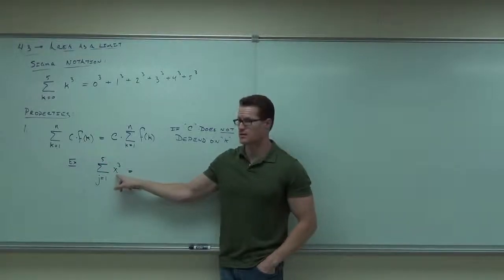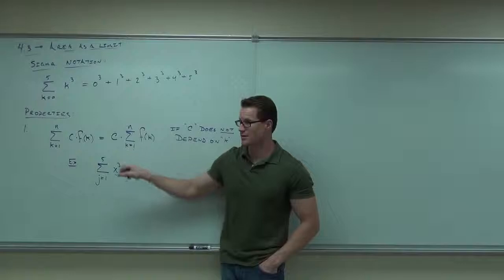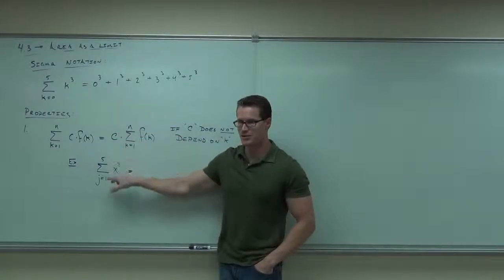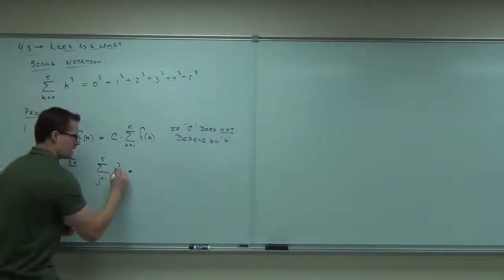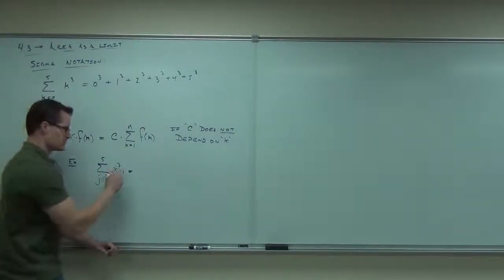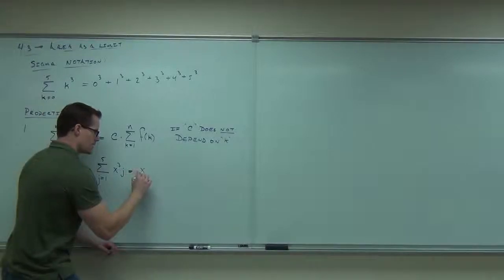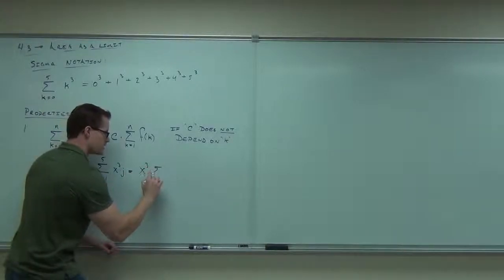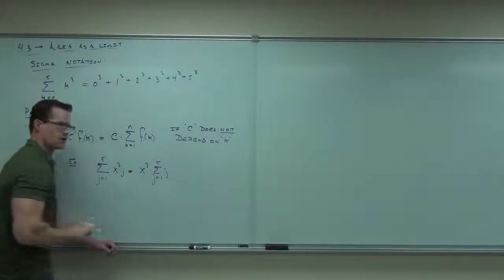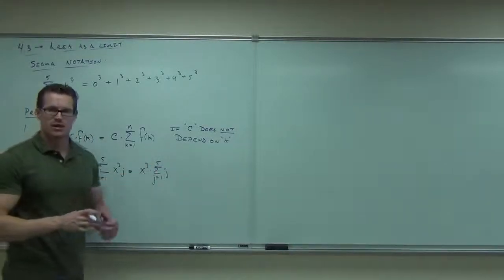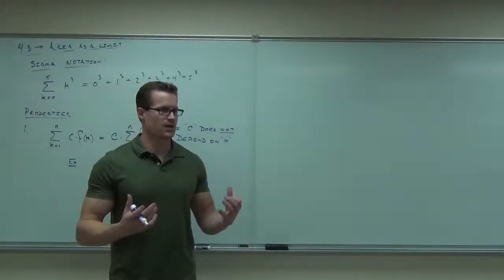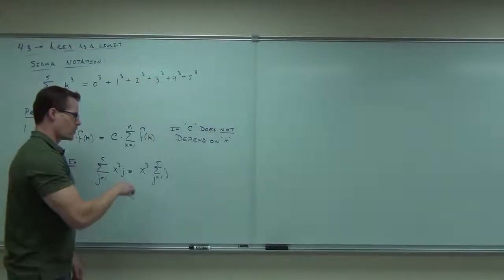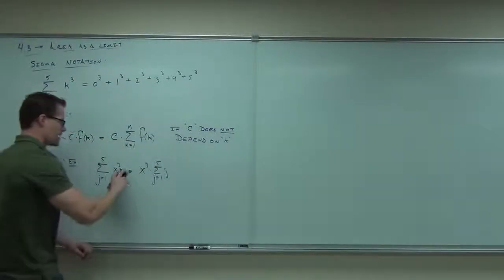This does not mean the same thing as this. This is x cubed. If I had x cubed times j, then this would be x cubed times the summation, j equals 1 to 5, of j. I could do that. Anything not depending on j that's being multiplied, I can take out. Believe me? Now I'm going to erase this because I want you to really think about what this means when I have no j.